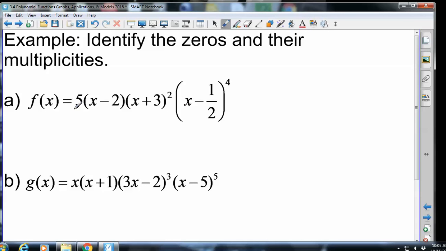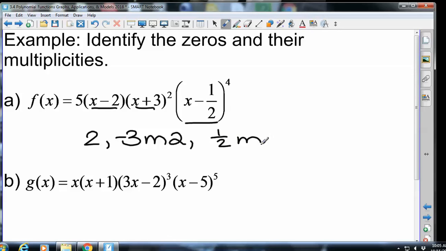You're basically finding all the x values. Does 5 ever equal 0? What makes x minus 2 equal 0? What makes x plus 3 equal 0? But it was squared, so that's a multiplicity of 2. What makes x minus 1/2 equal 0? 1/2. This one was to the fourth, so multiplicity of 4.